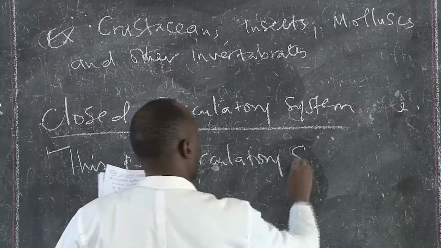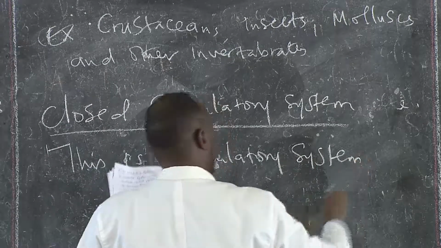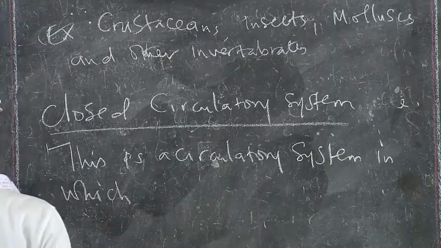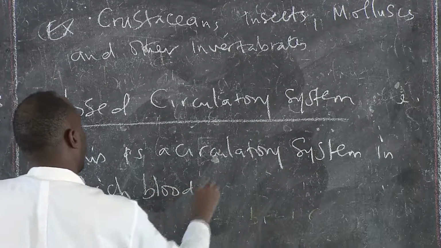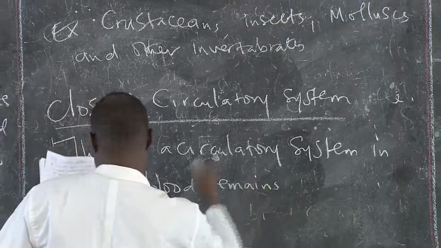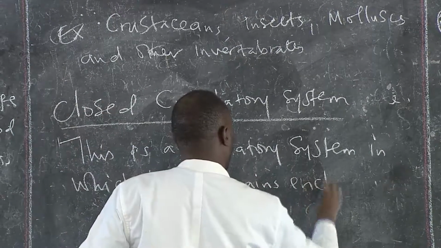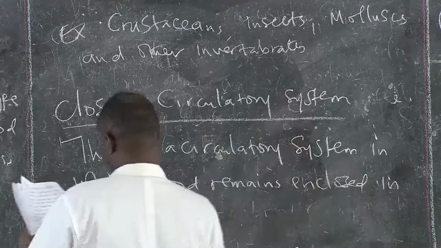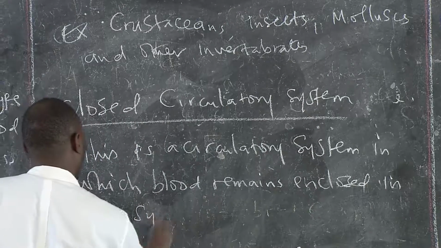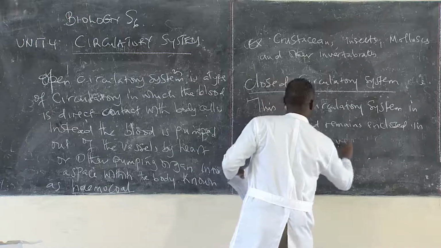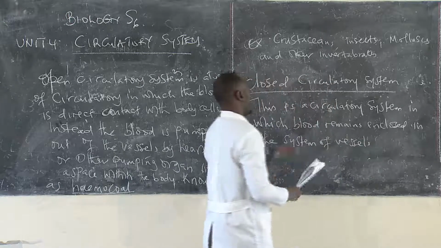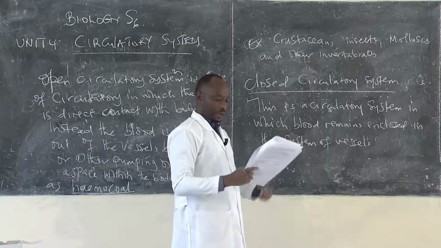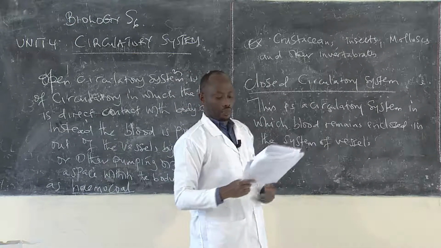The circulatory system in which the blood remains enclosed in the system of vessels. So, meaning that the blood is not in contact with the body cells. The blood is enclosed in blood vessels. Okay? And you can say this means that it stays within the vessels.